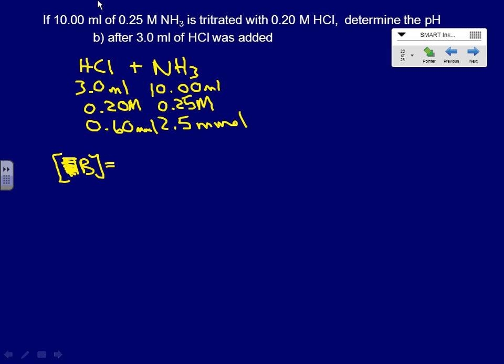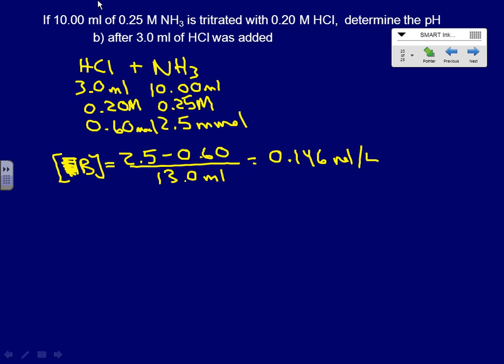Well, we've consumed 0.6 millimole. So 2.5 millimole minus 0.6 millimole is how much base is left, and that's over 13 milliliters. And if I do that calculation, I get 0.146 moles per liter.